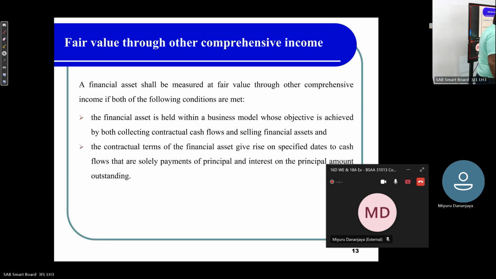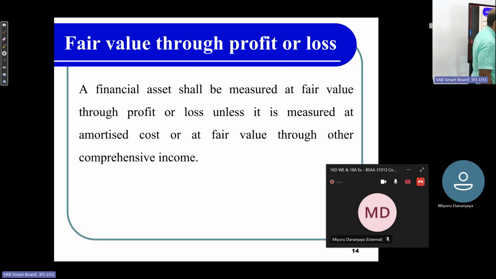Fair value through OCI: the objective is to achieve both collecting contractual cash flows and selling the financial assets. Invest, hold, and sell is the business model. The contractual cash flow characteristics condition remains unchanged. Fair value through P&L: financial assets shall be measured at fair value through P&L unless measured at amortized cost or fair value through OCI.